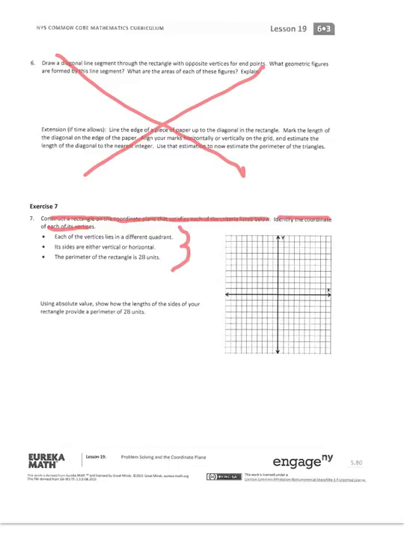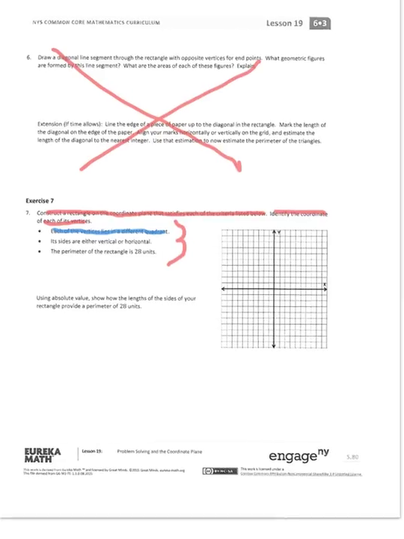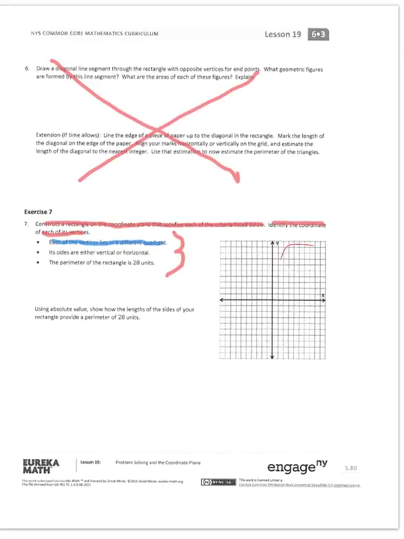So first it says each vertex lies in a different quadrant. What this means is that you need to have a point in this quadrant, this quadrant, this quadrant, and this quadrant. So you need to put a point in each of those 4. Next, its sides are either vertical or horizontal. So that means you need to draw lines that go horizontal and vertical.